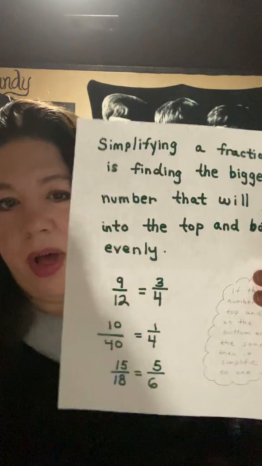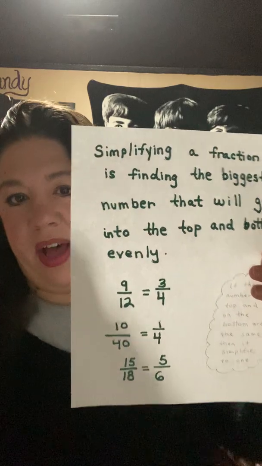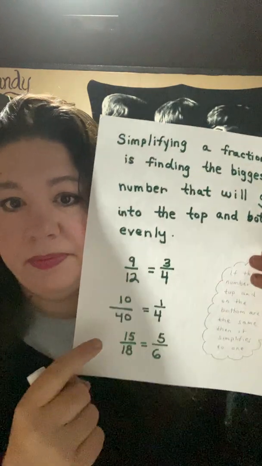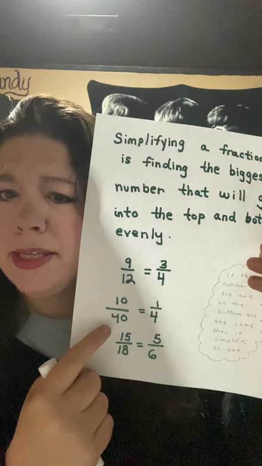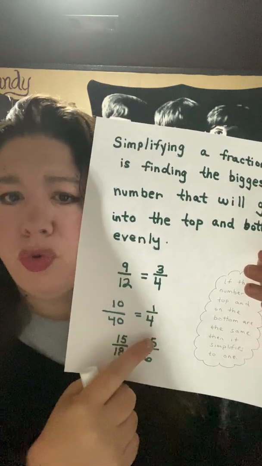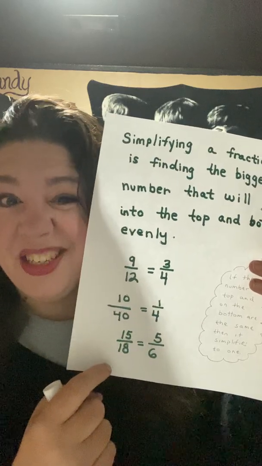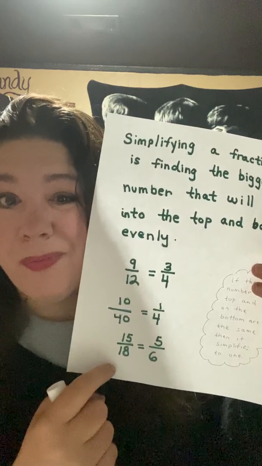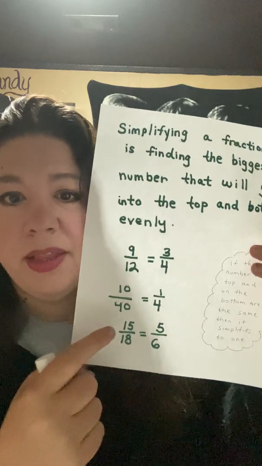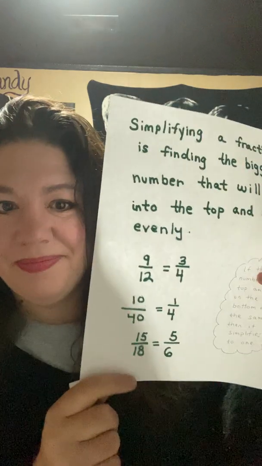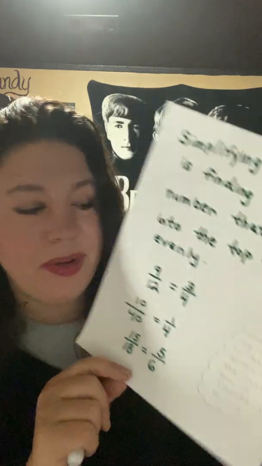So 9/12 will simplify to 3/4, and I'll show you how to do it. 10/40 will simplify to 1/4, and I'll show you how to do it. It's dividing the top number and the bottom number by the same number. 15/18 will simplify down to 5/6. And I'll show you how to do it.